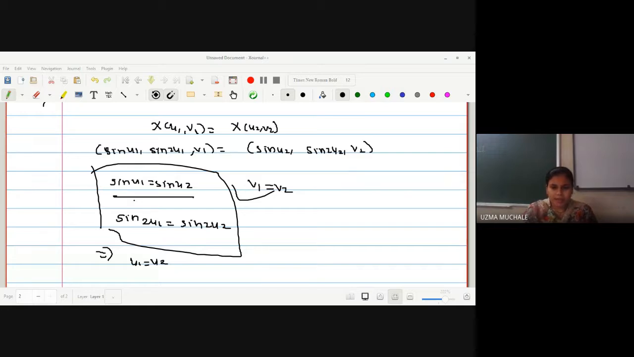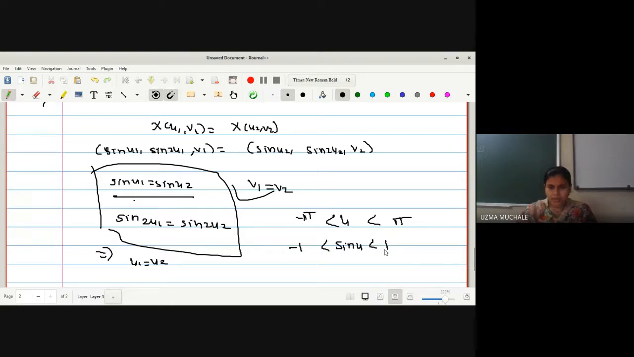Okay, let me define. क्या करेंगे हम लोग, u का डोमेन हमें पता है, right? u is with open interval minus pi to plus pi. Is it okay? Now what will be the sign of u, whether it will lie in between minus 1 to 1?